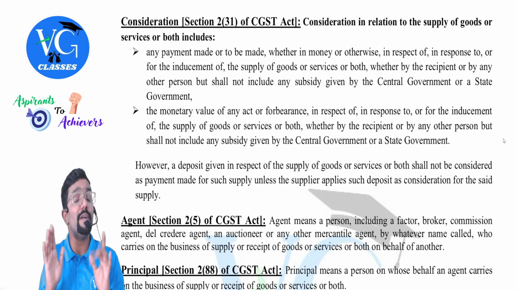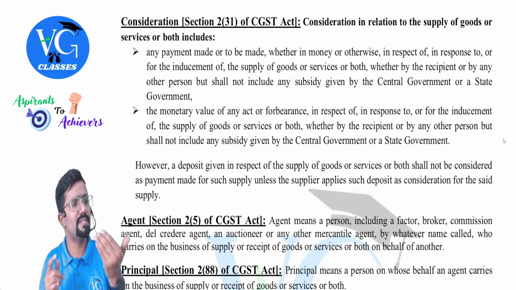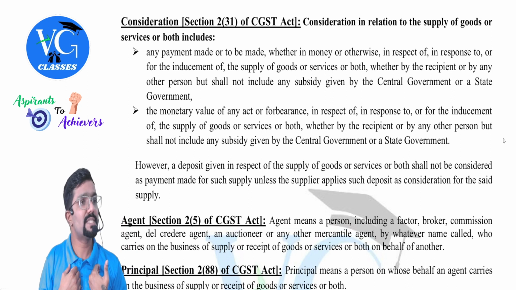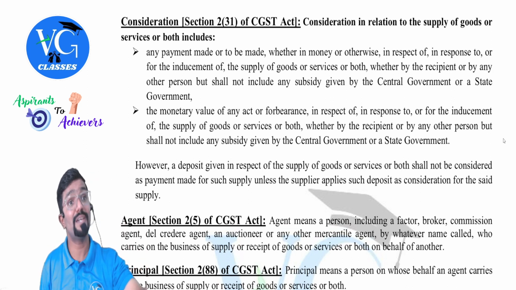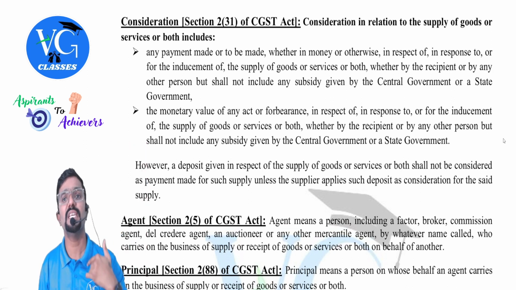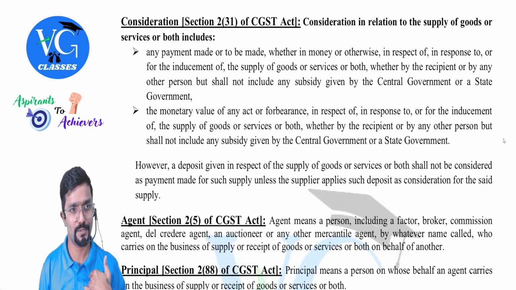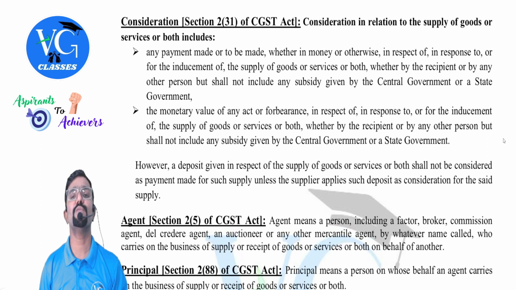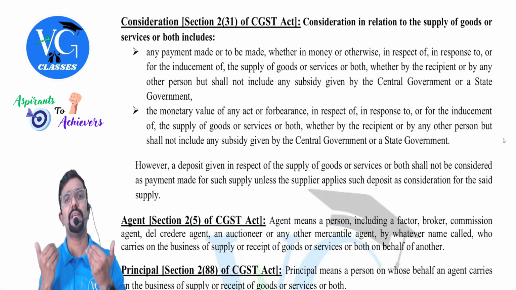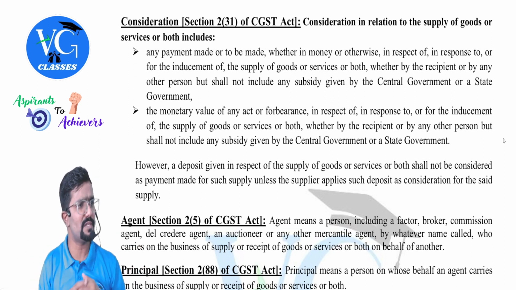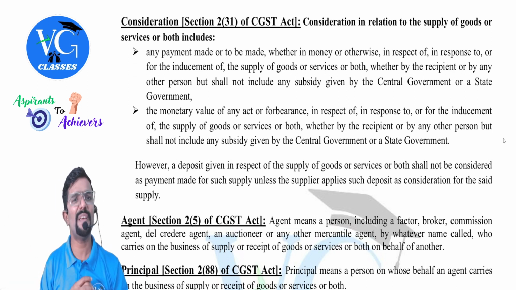Yes. See, majority of the time, again I am telling, the recipient is the one who will pay to the supplier. But still, in a few cases, if it is paid by some other third party, but on behalf of the recipient, is it still a consideration for me? Yes. But consideration will not include subsidy given by the central government or state government. Should we pay GST on it? No. If the central government or state government has given any subsidy for me to support my business or to purchase any asset, should I pay GST on it?